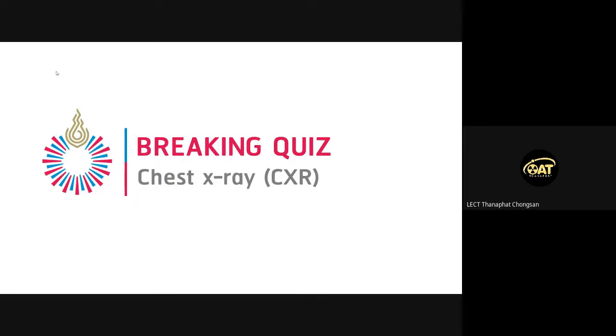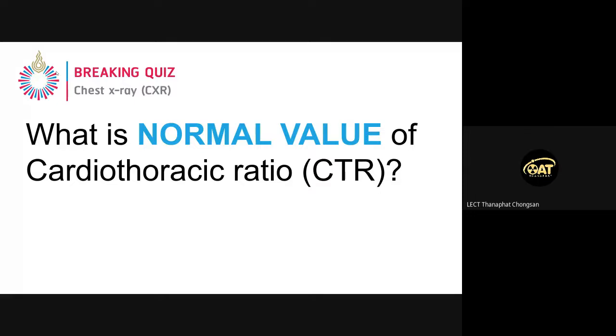The next question: what is the normal value of cardiothoracic ratio or CTR? The normal value of CTR is 0.5. Less than 0.5, yeah, okay, less than 0.5.